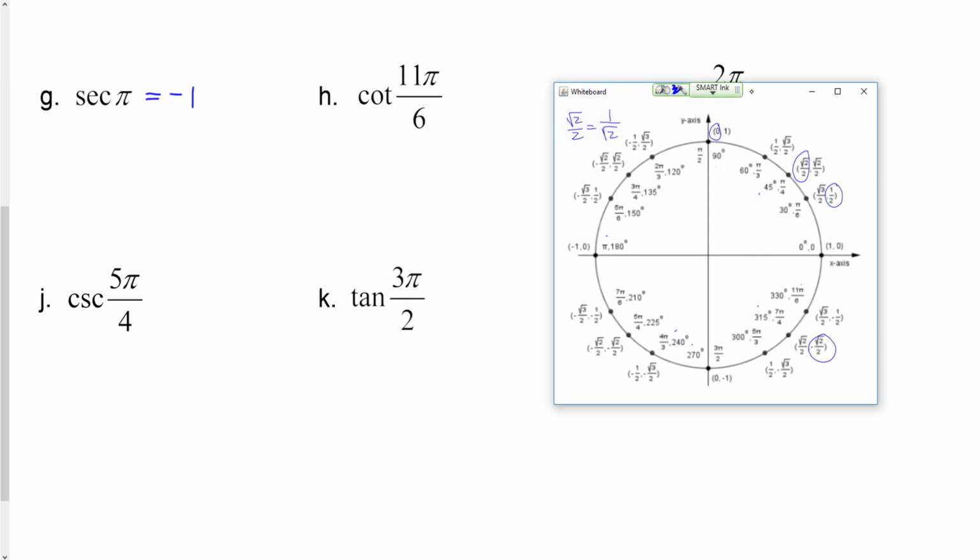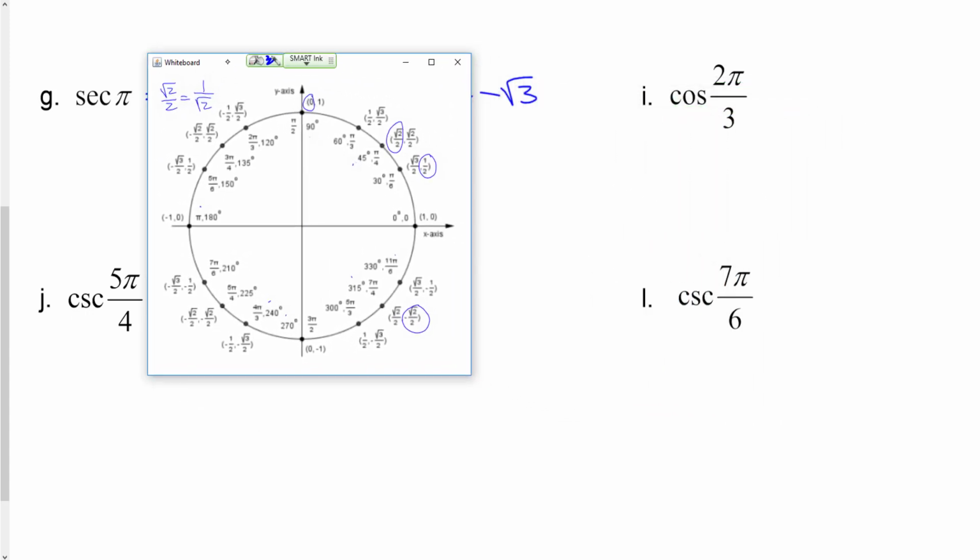Cotangent of 11 pi over 6, the cotangent is x over y, so it's going to be √3 over 2 divided by what was on 11 pi over 6, so -1/2. So the 2's cancel, but I still have a negative, so this is -√3.